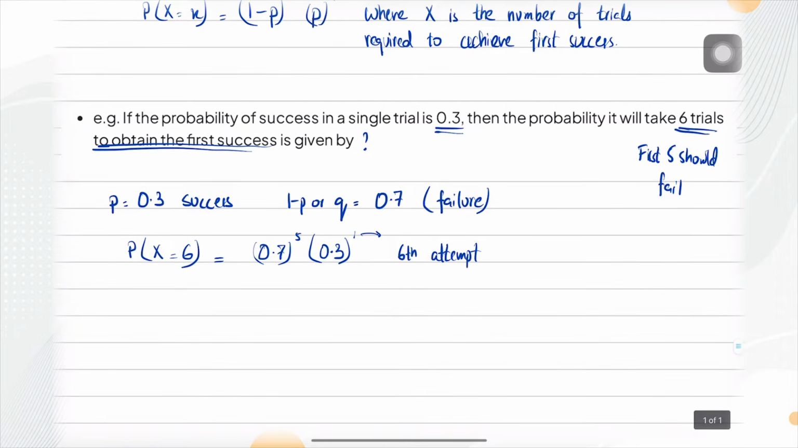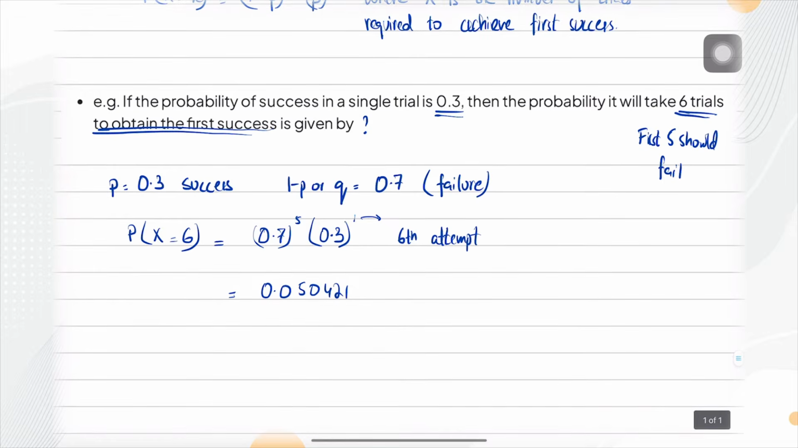Now let's work this out. Let's see what we get. 0.7 to the power of 5 multiplied by 0.3. So we get 0.05041, which you can later round off correct to 3 significant figures. But this is basically what geometric distribution is. Geometric distribution, this is something that will carry on till the first success is obtained.